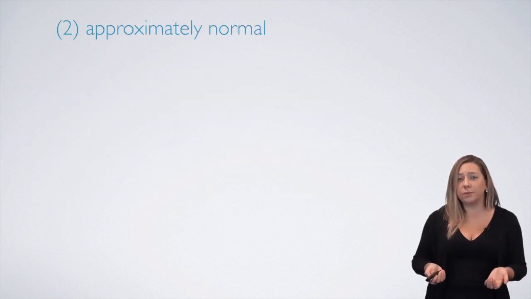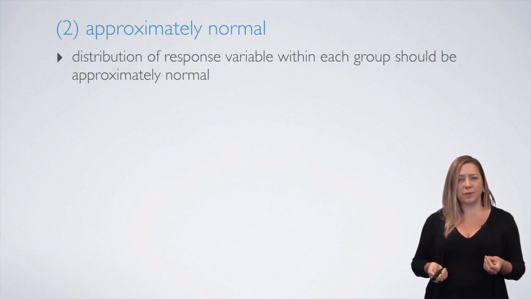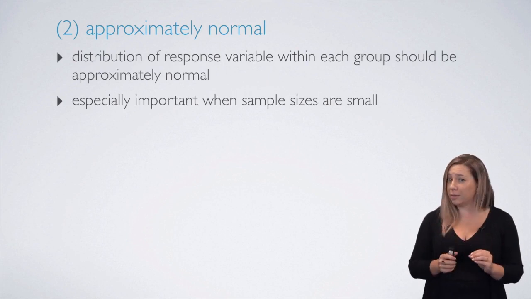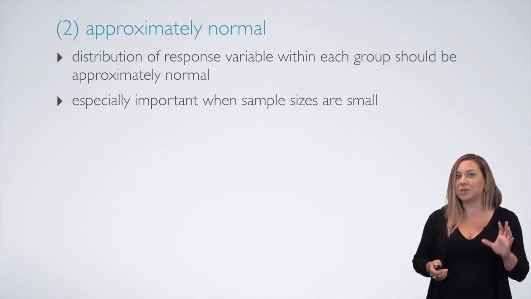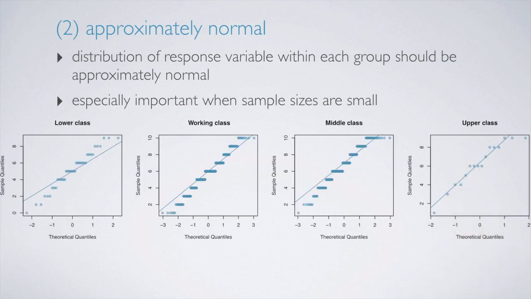We also need the distribution of the response variable within each group to be approximately normal. And this condition is especially important when the sample sizes are small. Sadly, it's also difficult to check when the sample sizes are small. We can visually check this condition using normal probability plots. We can see that the lower and upper class plots are a little difficult to read because of the lower sample sizes. And in the middle class group, we have quite a bit of divergence from normality in the lower tail. So this condition may not necessarily be met.